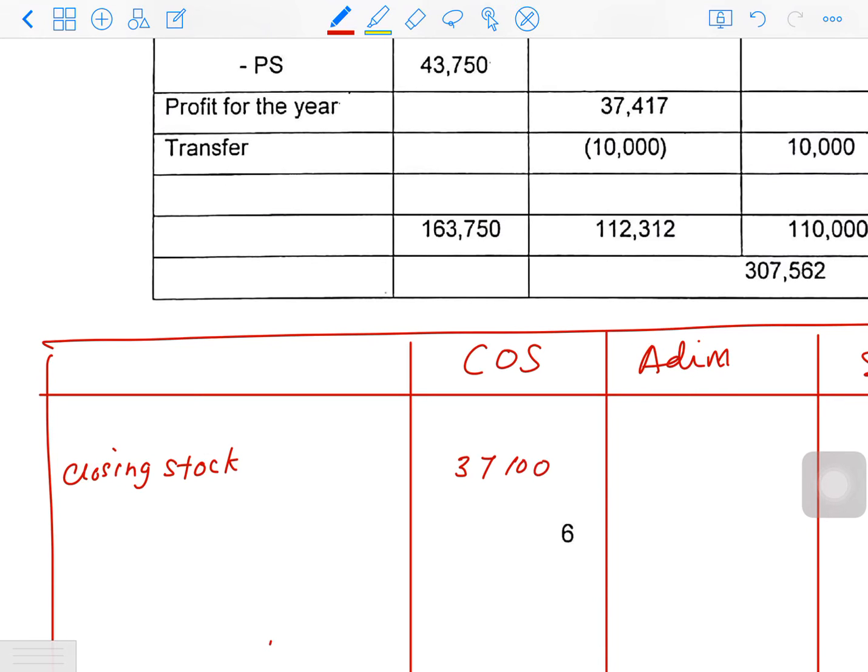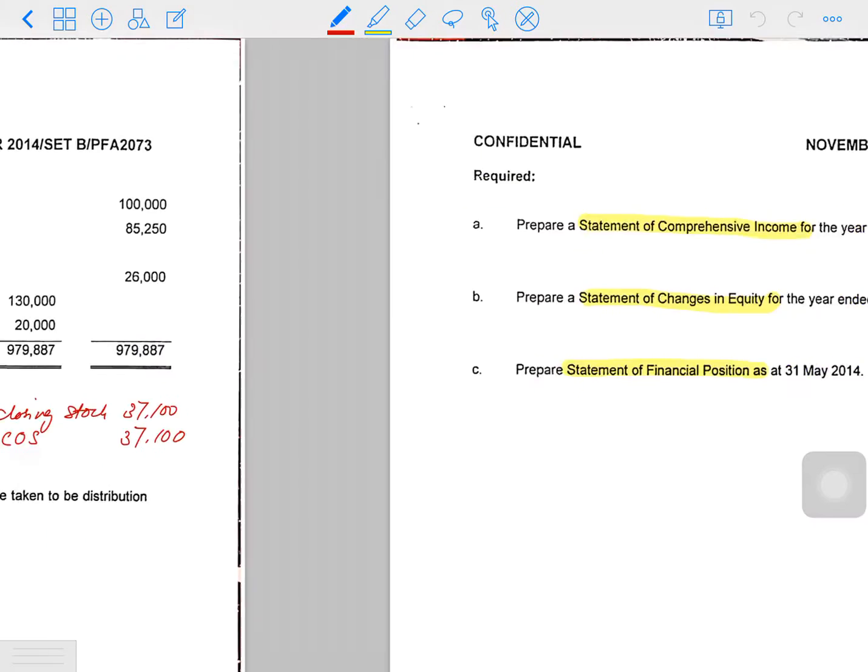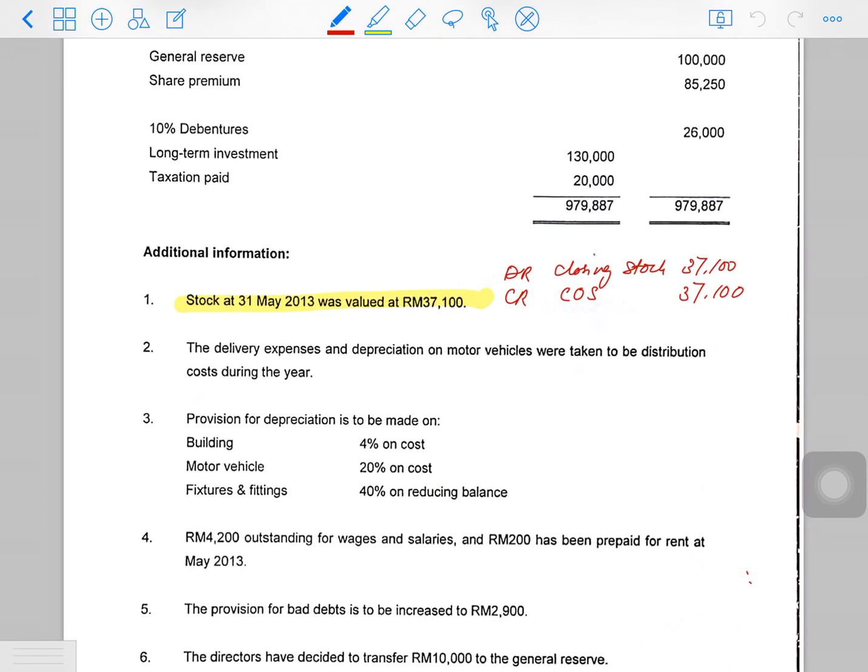$37,100. Okay. So that's it. That is the adjustment for closing stock. Finish doing it.